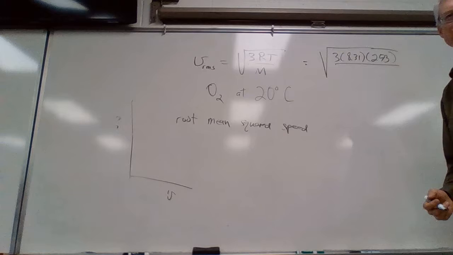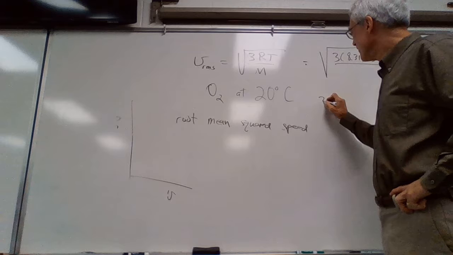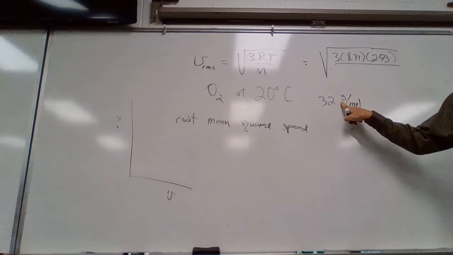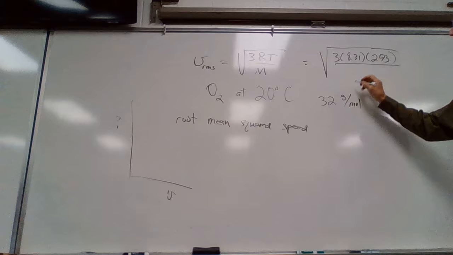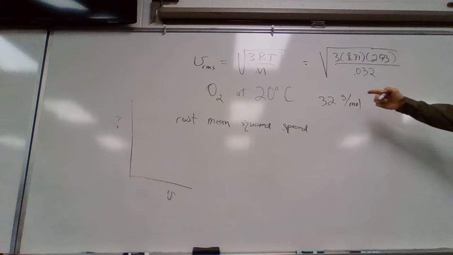Physics uses SI units for everything. 32 is in grams per mole. You got to use kilograms for physics because it's the SI unit. What would that be in kilograms? Divided by 1,000. So if you forget to convert it to kilograms, you'll still get a wrong answer. It's got to be kilograms.